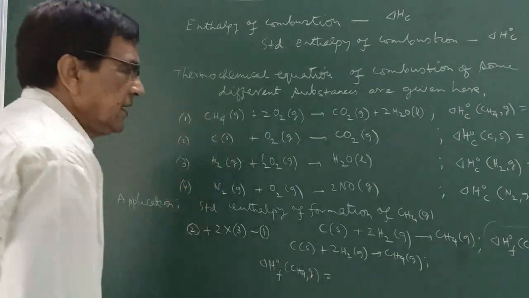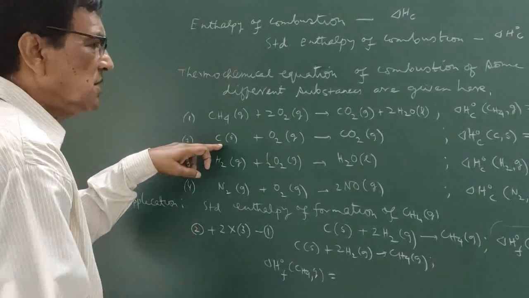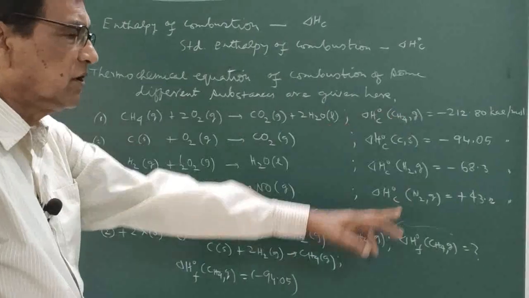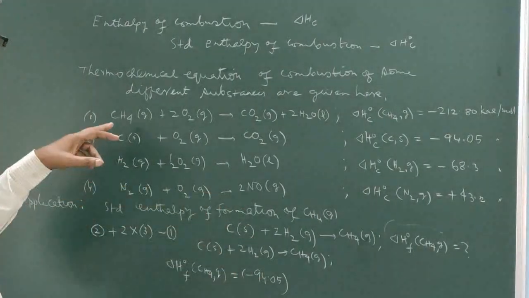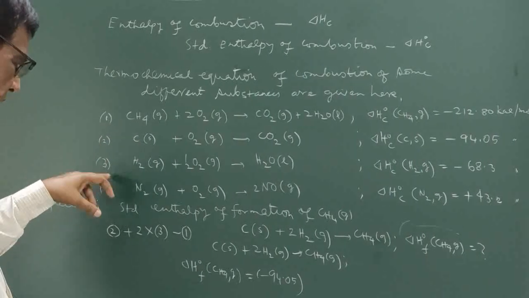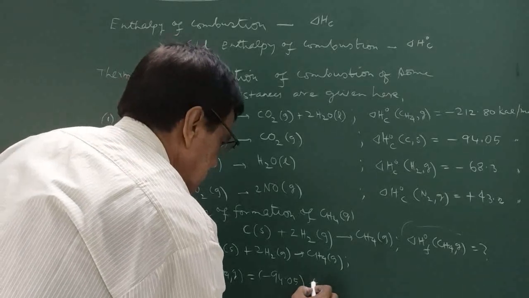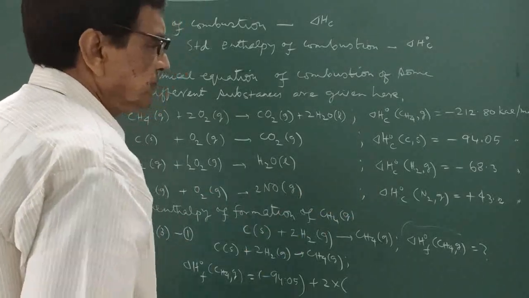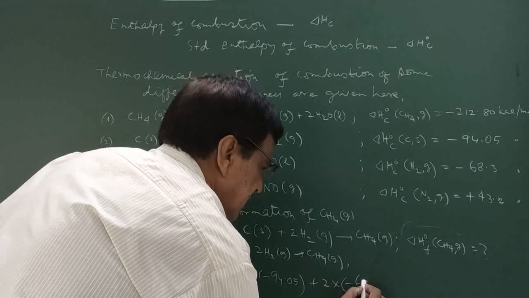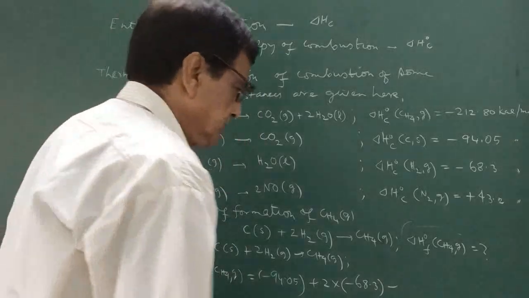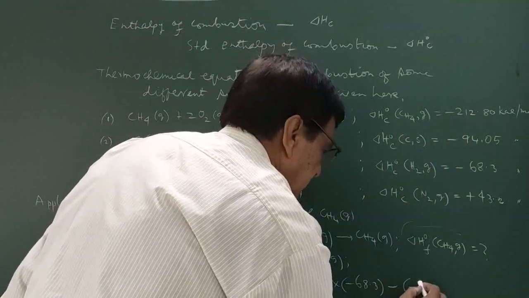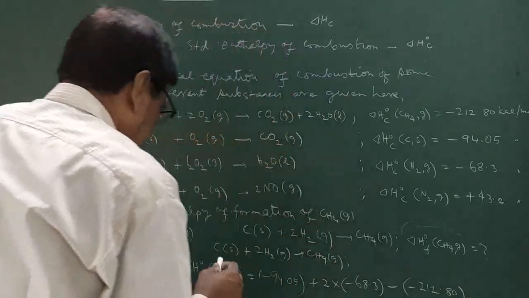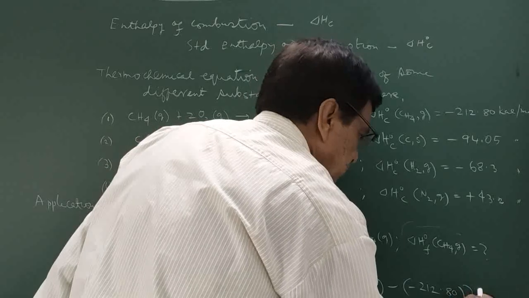And del H naught F of this CH4 gas is equal to this one too, minus 94.05, all are kilocalorie per mole. This value, and then 2 multiplied by 3 means plus 2 into, and in case of 3 the standard enthalpy of combustion is minus 68.3, and minus this one is minus 212.80, and moles will be cancelled and it will be kilocalorie.